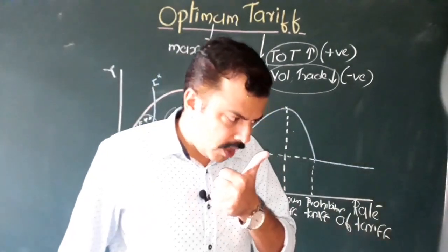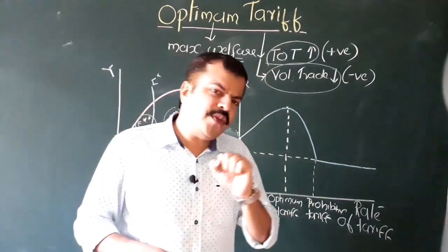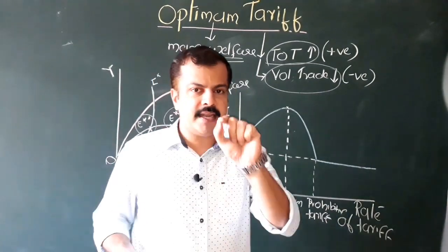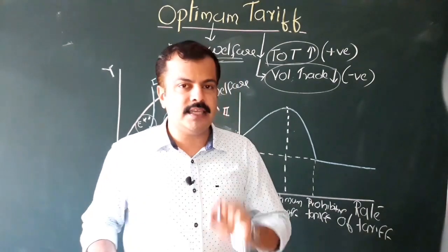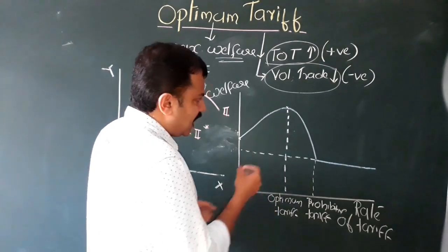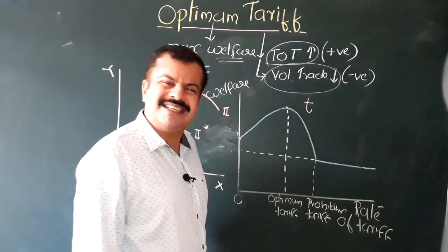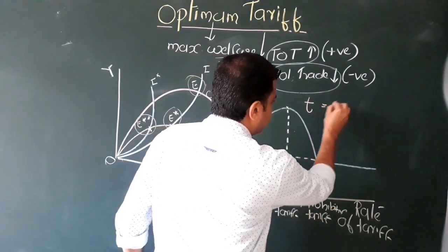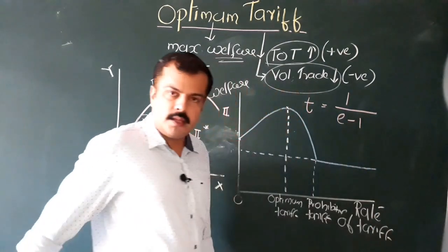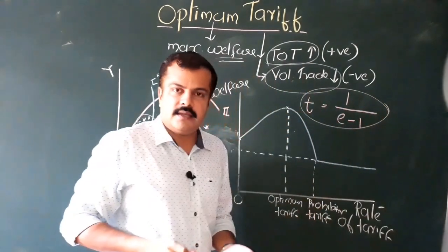Now, a related question with respect to the optimum tariff is how we can calculate the optimum tariff. In fact, the economist Kindleberger has provided a formula, a methodology of measuring the optimum tariff. He argues that the optimum tariff, let us put it as small t, is equal to 1 by E minus 1. Professor Kindleberger has provided this formula of measuring the optimum tariff.